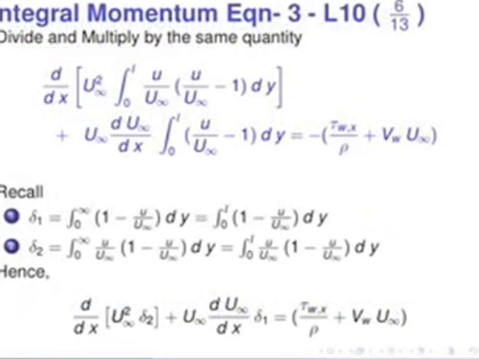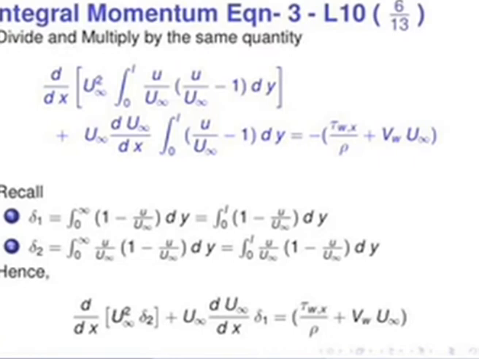So, if I multiply this equation by u infinity square and divide by u infinity square, if I multiply this equation by u infinity and divide by u infinity, then you will notice I can write the equation in this manner: d by dx of u infinity square, 0 to L u over u infinity into u over u infinity minus 1 dy, plus u infinity du infinity by dx, 0 to L u over u infinity minus 1 dy, and all this.